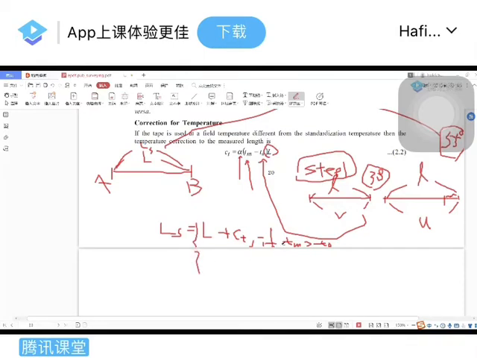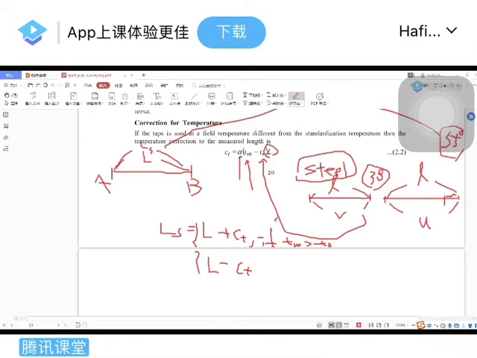Then you can read from this formula, and you don't need to think about when do I have to use plus, when do I have to use minus. L is a nominal reading from your used tape. This is your used tape, and this is your reading from your standard tape, which is C minus CT. How do you get CT? CT is over here.